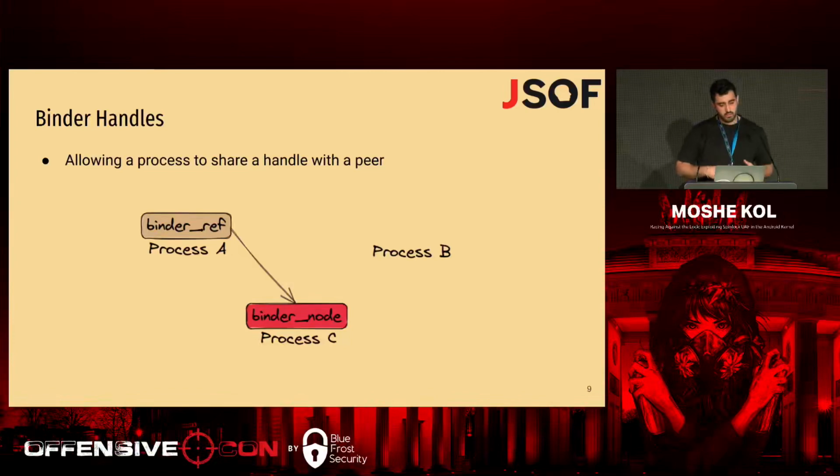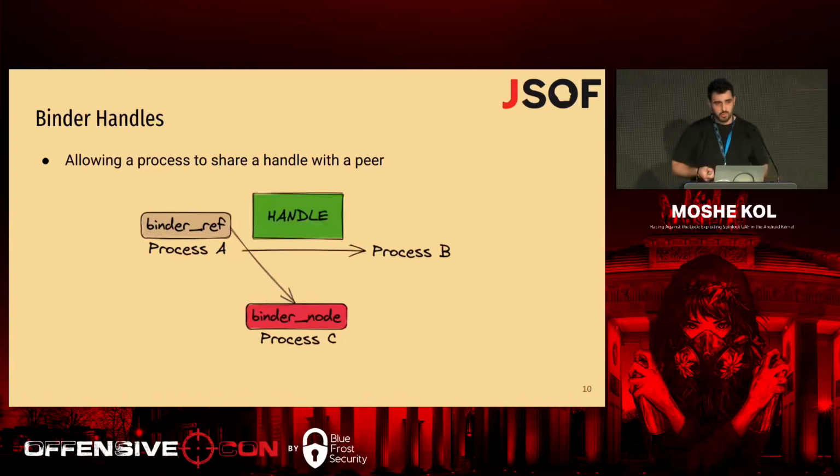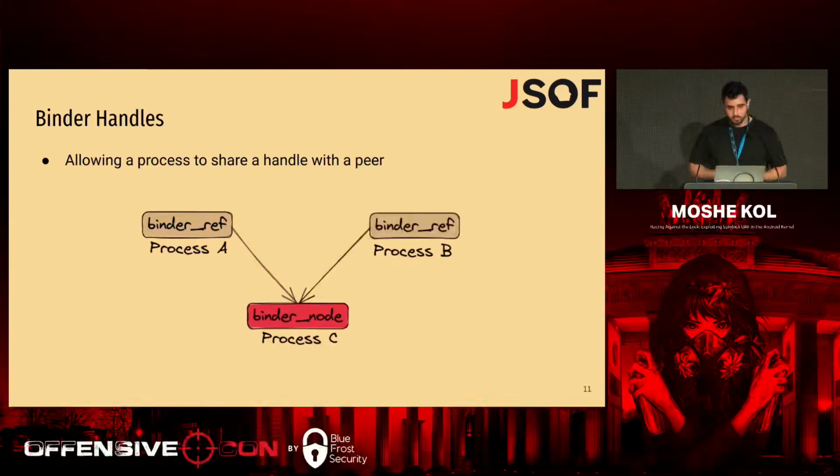So it goes like this. Let's say you have a process A, which has a reference to a process C, and it wants to share this reference with another process, process B. What it would do is prepare a transaction containing the handle object and send it to process B. And as the transaction goes through, the driver will translate this handle object and create a new binder reference inside process B that will point to the same node as process C. So now process B, after it got the transaction, can interact with the same node, for example, by sending transactions to it.